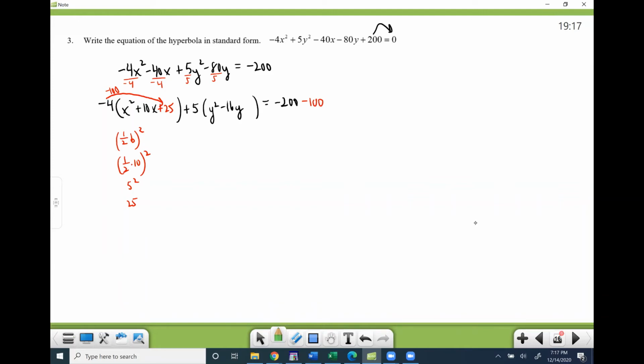Let's try it again for this one. So we have to take half of 16 this time and square them. So 8 squared, 64, but not really, right? 5 times 64. So 320.